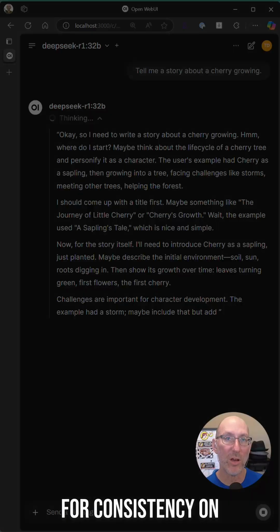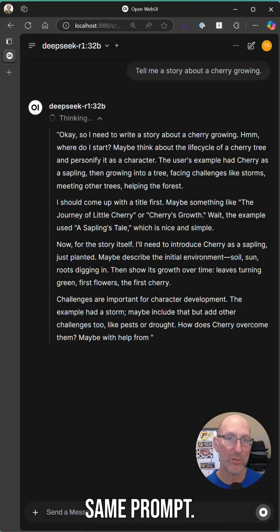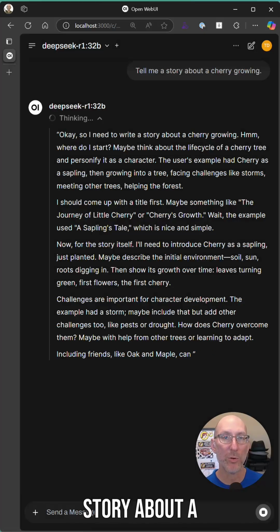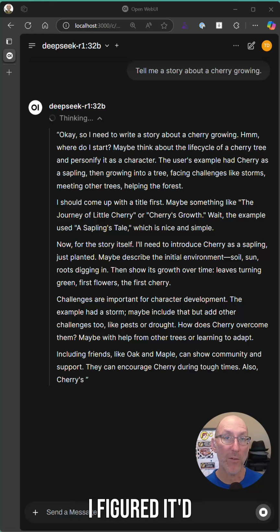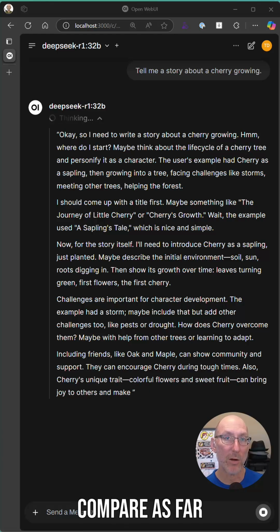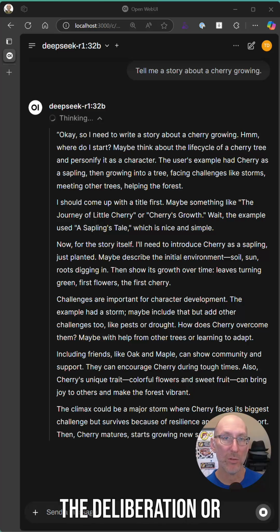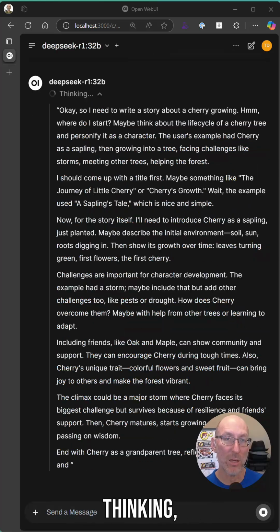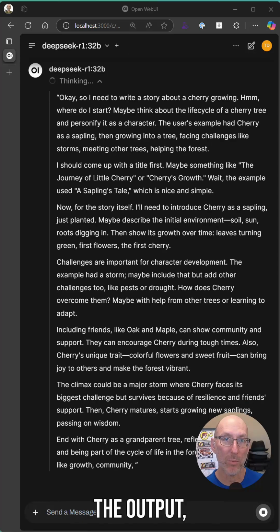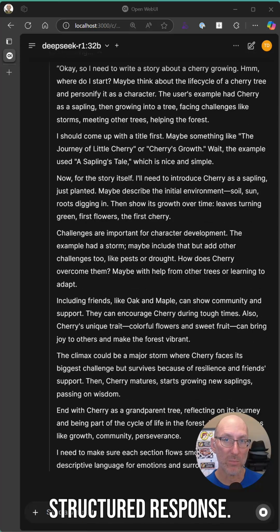For consistency on these model demonstrations, I use the same prompt. Tell me a story about a cherry growing. I figured it'd be easy to compare as far as the time involved in pre-processing, the deliberation or thinking, and then ultimately the output, which is the structured response.